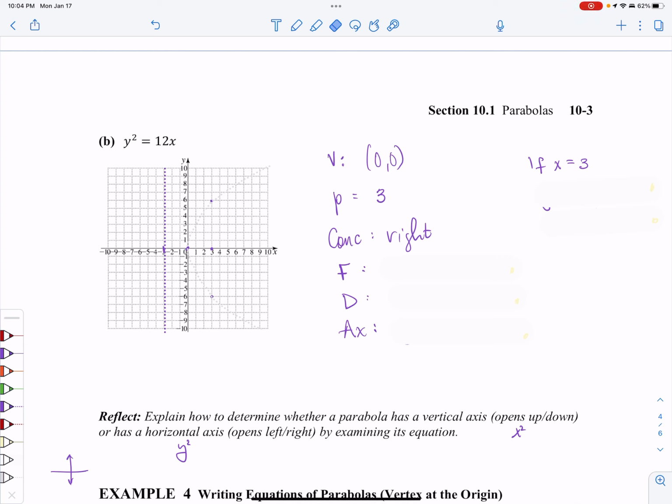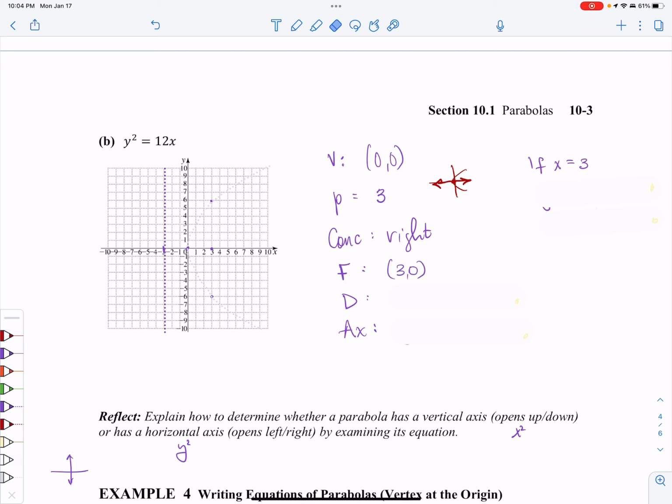My focus has to be, let's say it like this. All right, so if my vertex is here and it's concave right, then my focus has to go to the right. My directrix has to go to the left. All right, so my focus then is going to be 3 units away. So that's going to occur at 3, 0.